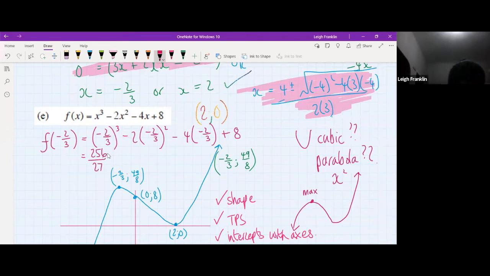Okay, so it's actually 256/27, which is pretty close. It is 9.48, isn't it? Okay, so let's just go back and change that. So here, this is meant to be 256/27. There we go.